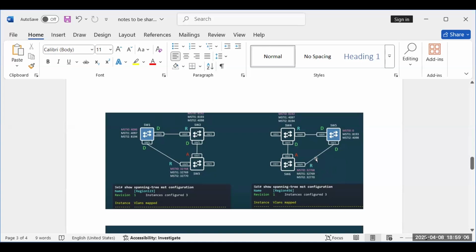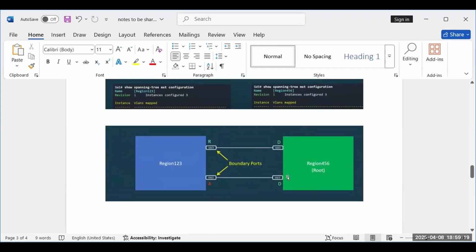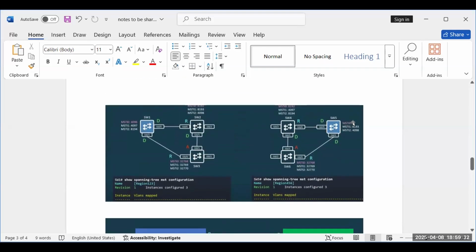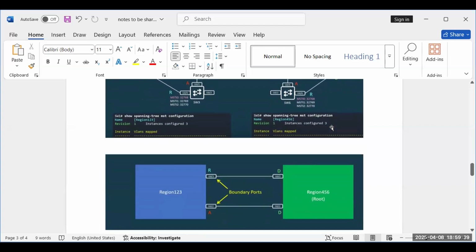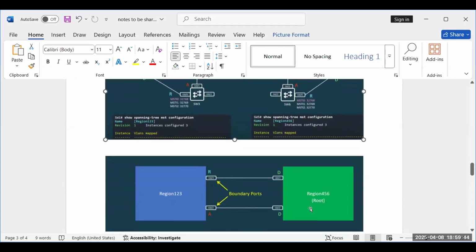When we combine these 2 regions physically, connecting the gigabit interfaces, this is how it will look logically: region 456 and region 123. Region 456 is selected as root because MST0 has the lower priority on this switch. That's why it's elected as the root bridge for this entire network. So here is the root bridge.